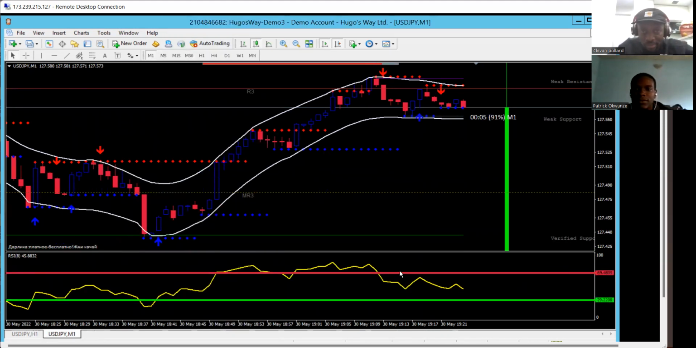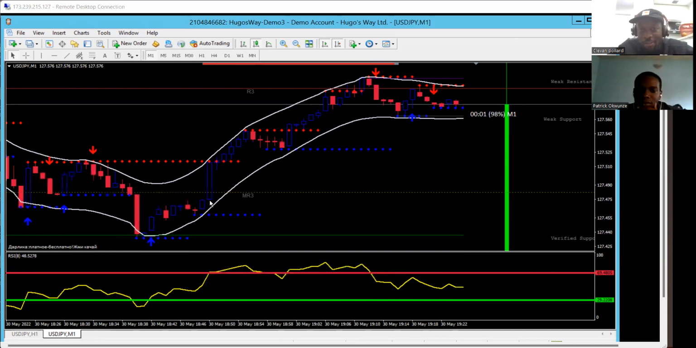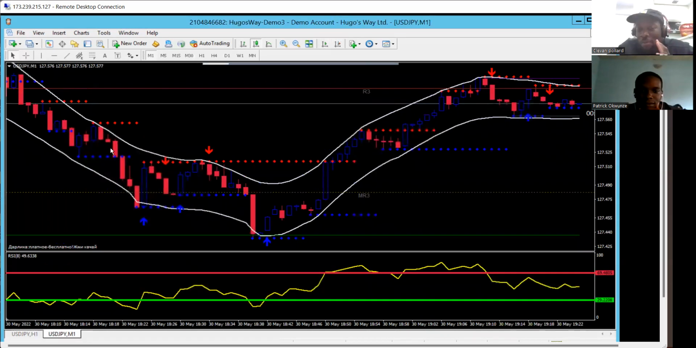Yep, right here. Look at the arrows. These arrows do not repaint, do not move. Once you get an arrow, you get an arrow. That's it. They do not move.